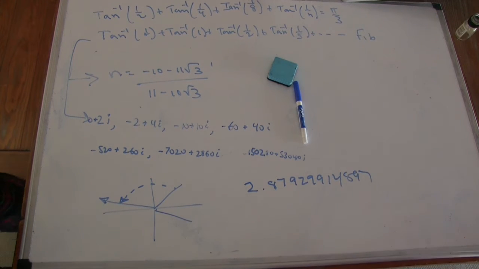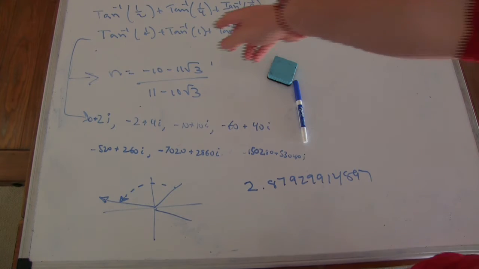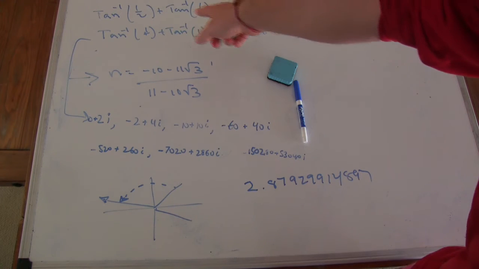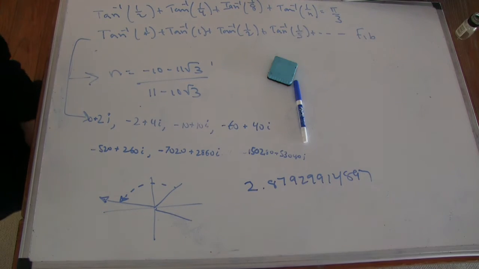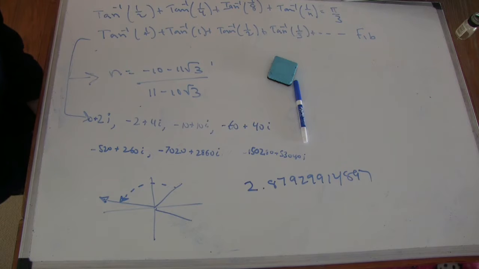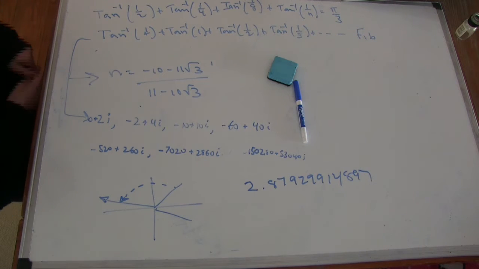Okay, so we had a very interesting conversation. You wanted to investigate arctan of a half plus arctan of a fourth plus arctan of an eighth plus arctan of 1 over n equals pi over 3. So what did we do there? We followed pretty much the same process as we did for our original problem, but instead of pi over 4, it was pi over 3.